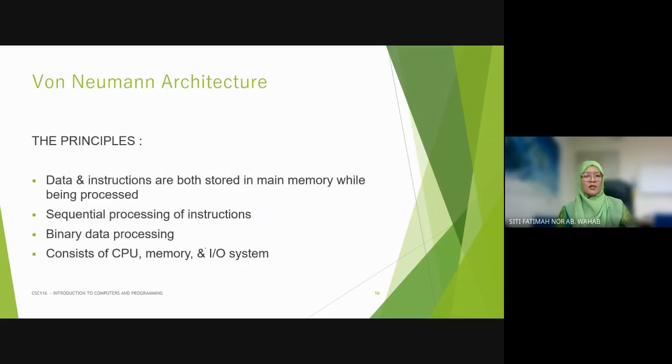The principles of the von Neumann architecture: there are 4 principles. The first one, data and instructions are both stored in main memory while being processed. Second, it is sequential processing of instructions. The third one, it has binary data processing. And the last one, it consists of CPU, memory, and input-output systems.